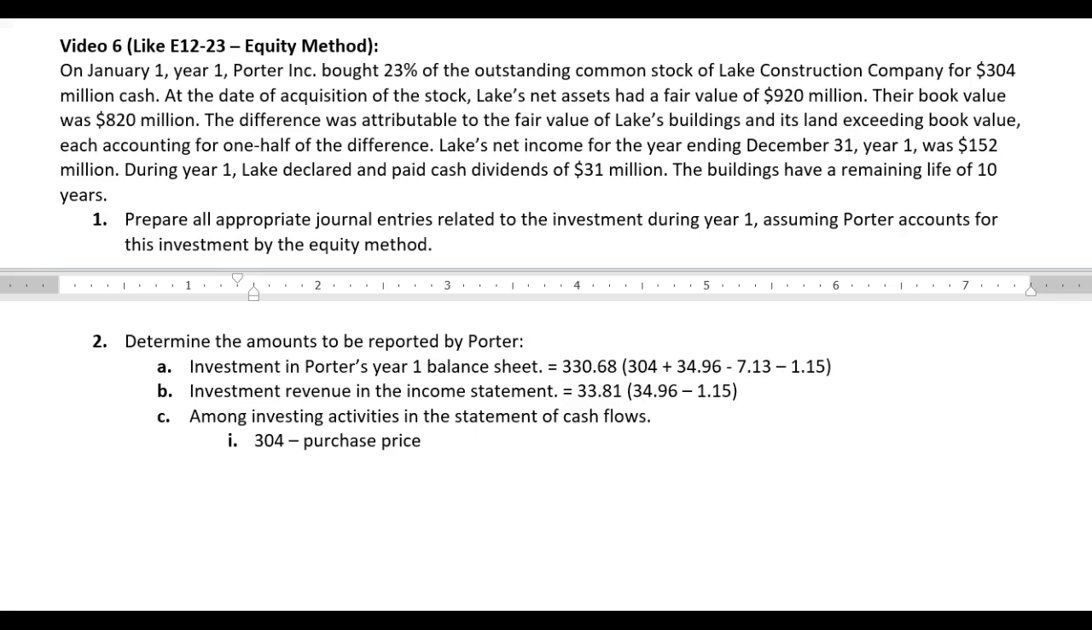You're like, wait a minute, what about dividends? Well, remember, interest and dividend revenue, both of those actually show up in operating. So the 7.13 in cash received for the dividend would actually be an operating activity, not an investing activity. So we have to be careful with that. So the purchase price, the 304, that would be the investing portion of the cash flow. 7.13 would actually be part of operating.